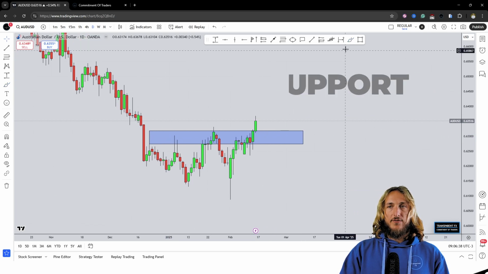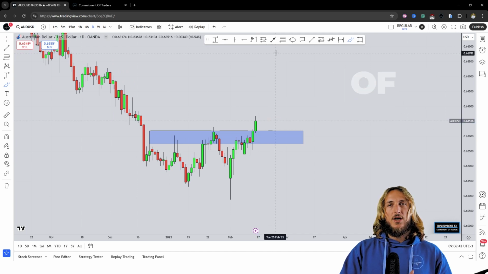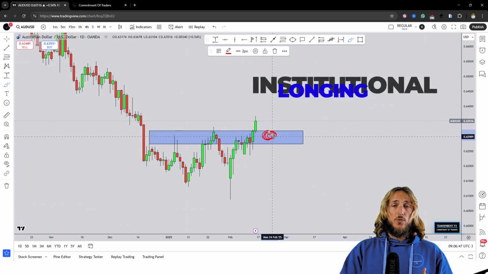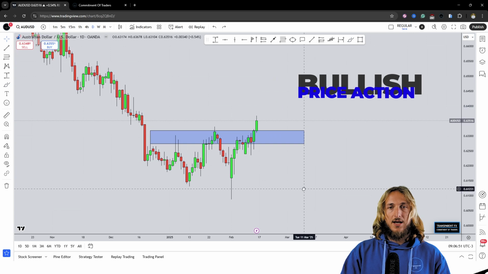So if the market after this break will go and retest this previous resistance turn support, there is a good probability inside of here to see more institutional longing, which at that point could further increase the probabilities of a potential rejection to the upside away from this level.